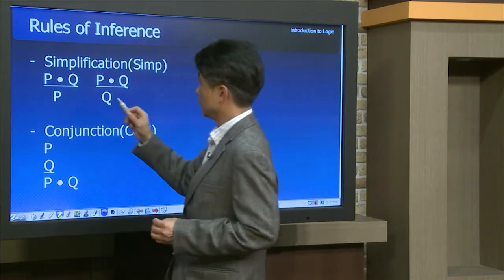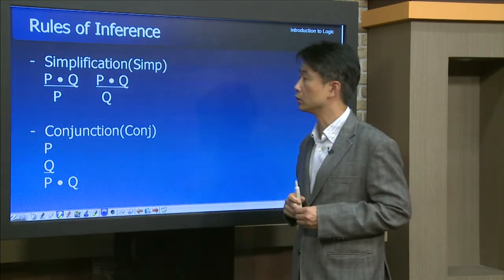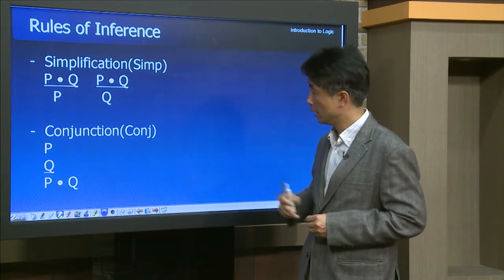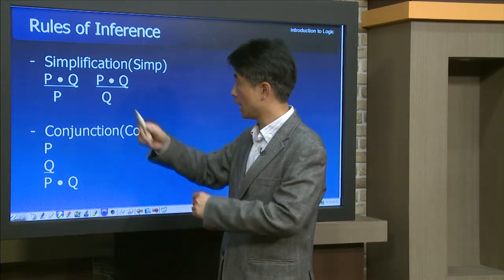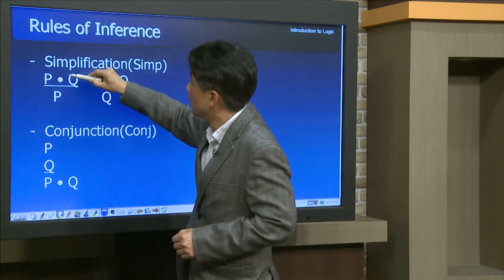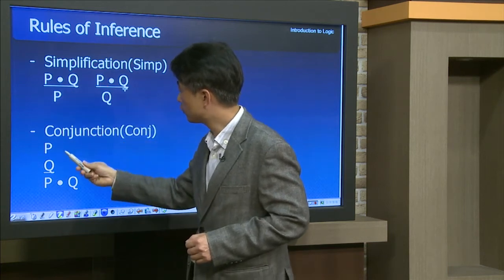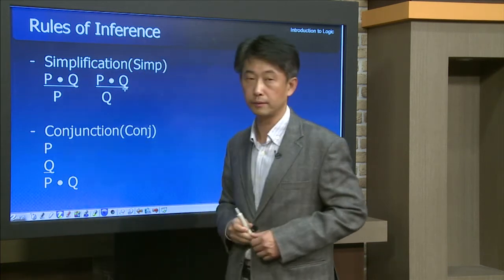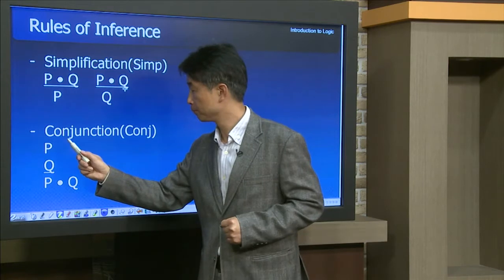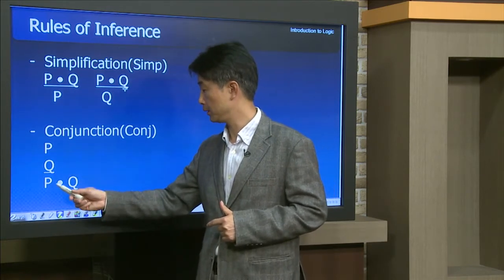So this pattern is called the rule of simplification. Conjunction is more like the opposite of simplification. Here you move from a conjunction to its component. Here you move from components to a conjunction. So when you have P and Q separately, you can derive P and Q.